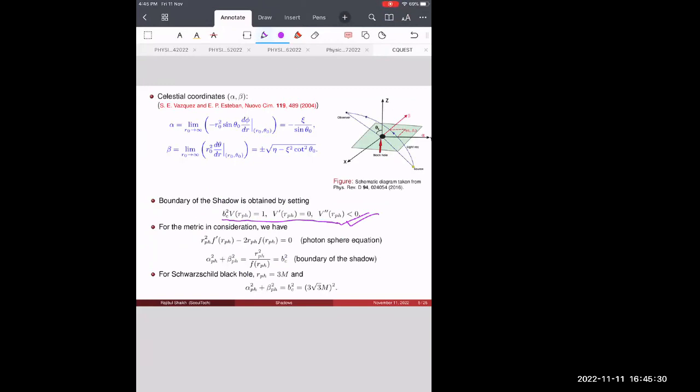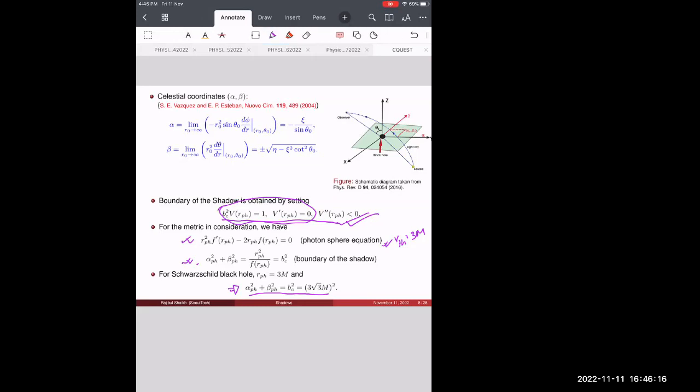Now for the metric, we have considered the spherically symmetric metric. The first two conditions reduce to these two conditions. Now if we solve the first equation for the Schwarzschild black hole, this gives us r_ph equal to 3m. And if we put r_ph in the second equation, then we find that the boundary of the shadow simply satisfies a circle of radius 3√3m. Therefore for the Schwarzschild black hole, the shadow will be a circular disk of radius 3√3m.